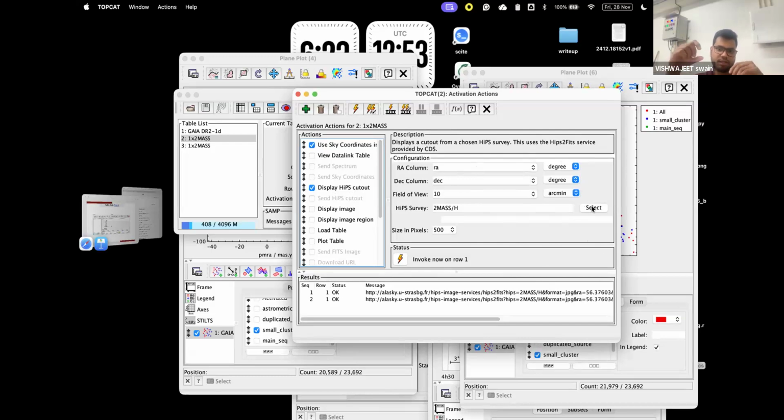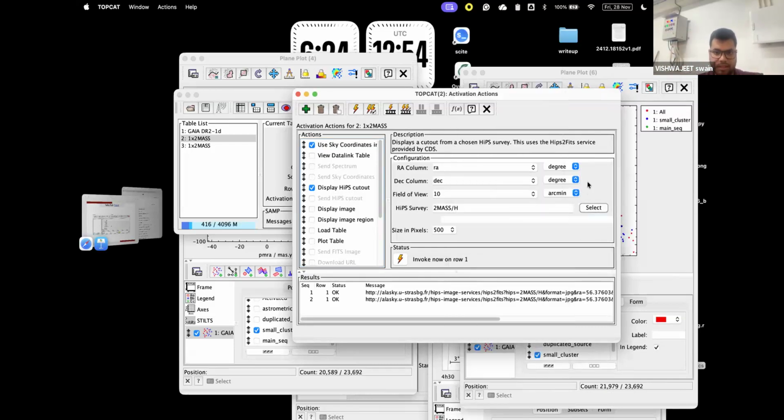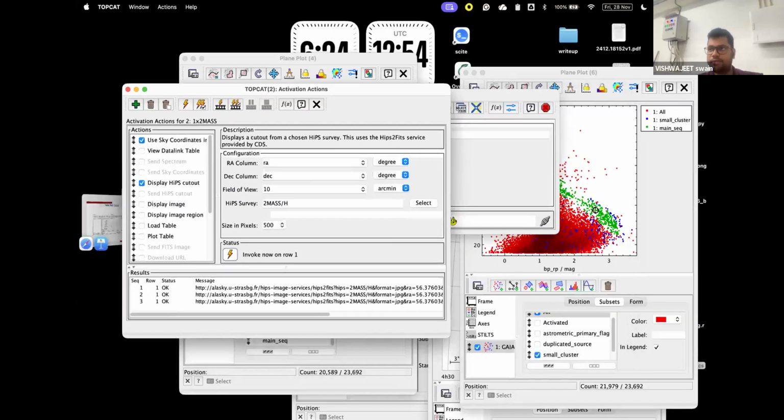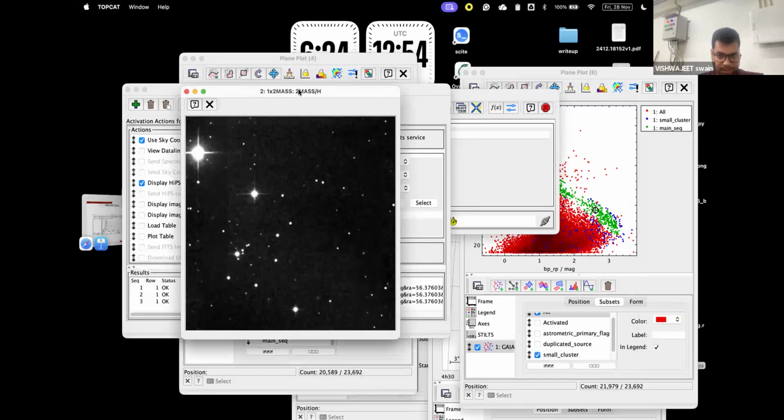Whatever data point is on the plot, for each point you can actually view the actual image which is taken by the instrument. So I already loaded the 2MASS. You can go select and then go to the particular catalog, and I loaded the 2MASS and then I queried it. After querying, you can see that it automatically brings the image.